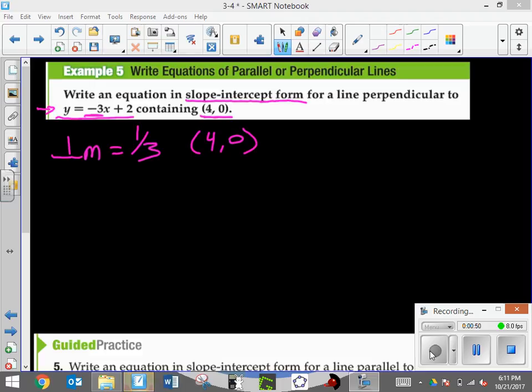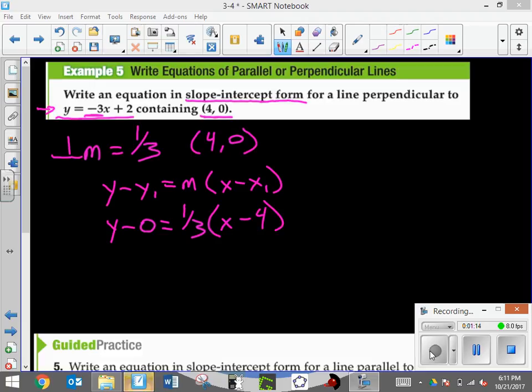I don't know the y-intercept, so I'm going to use point-slope form. I'm going to use this one. We'll go ahead and plug in our information. So I've got y minus my y value equal to my new slope of 1/3 times the quantity x minus 4. I have to simplify this.